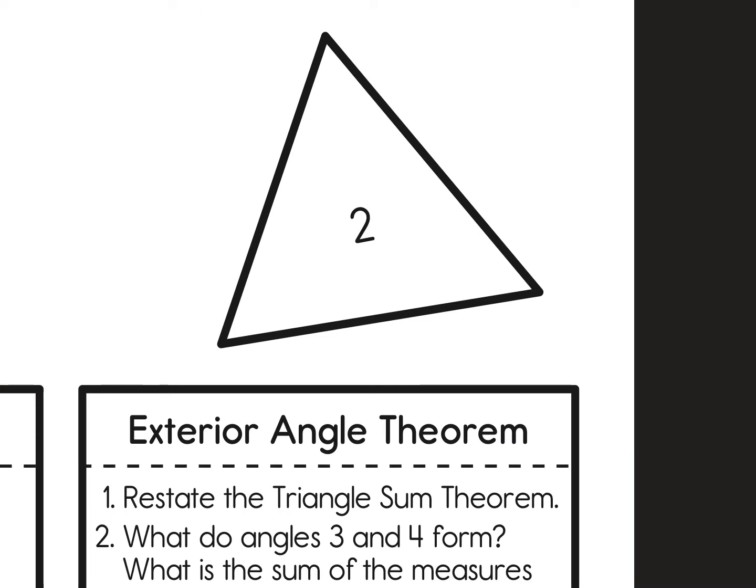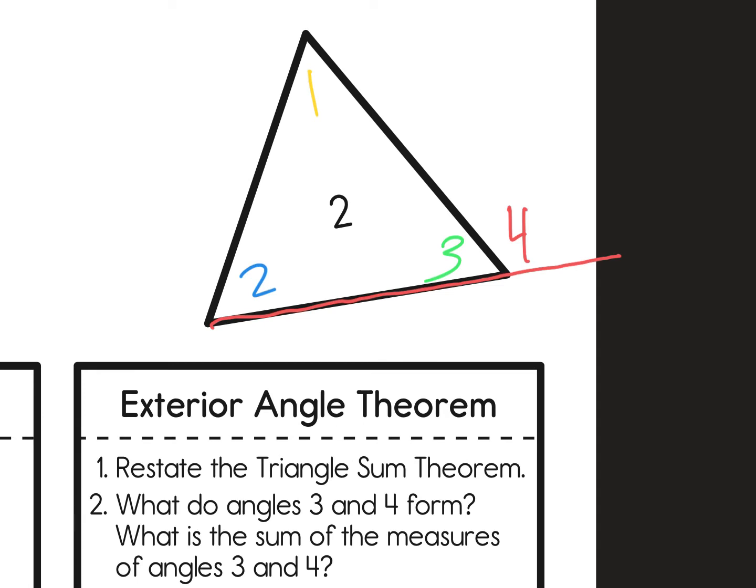Now, let's consider the exterior angle theorem. For our second triangle, I'm going to label the angles 1, 2, and 3. Then we're going to take this bottom line and extend it past the triangle. This angle formed on the outside will be labeled number 4.